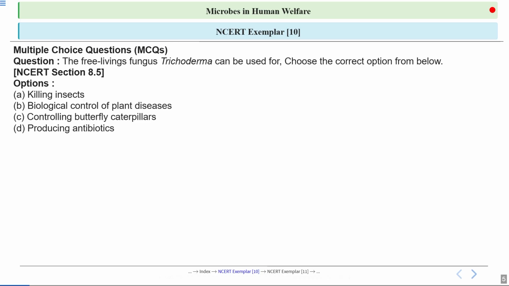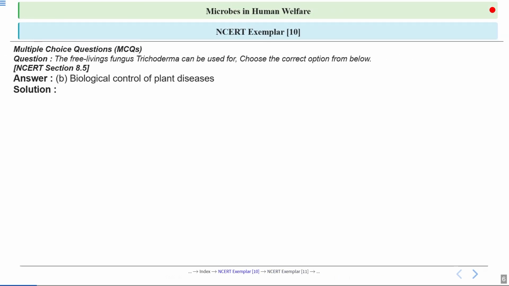The first question is, the free living fungus Trichoderma can be used for, okay, you have to choose the correct options from the below. Okay, so options are option number A, killing insects, option number B, biological control of plant diseases, option number C, controlling butterfly caterpillars, and option number D is producing antibiotics. What is the correct answer? So let's have a look at the answer. See, option number B is the correct answer, biological control of plant diseases.